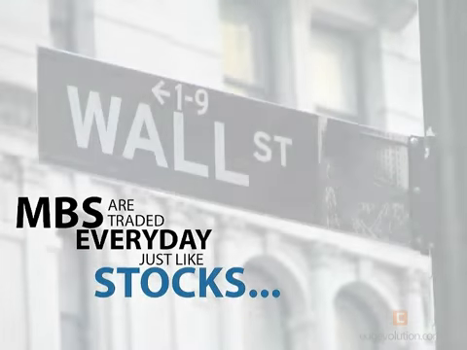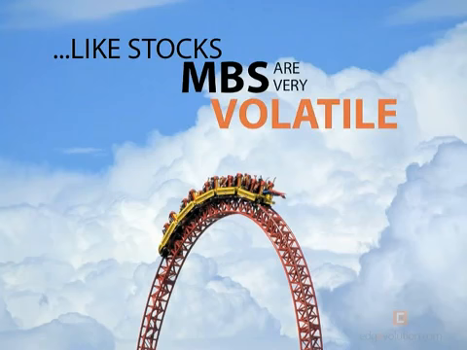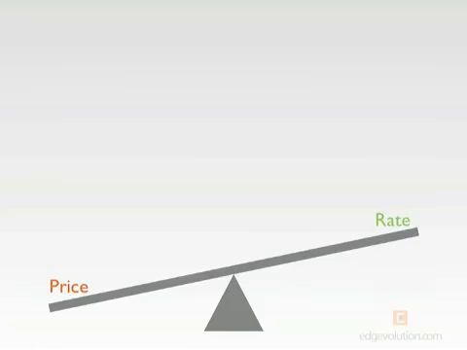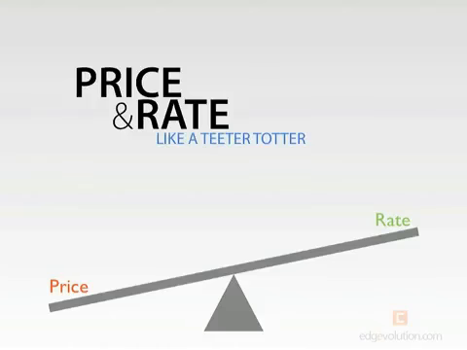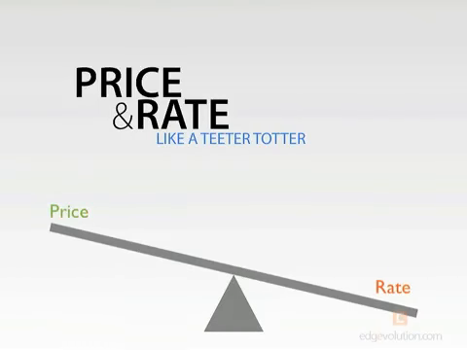Now, mortgage-backed securities are traded every day just like stocks. And like stocks, mortgage-backed securities are very volatile, which means that they move up and down throughout the day and from day to day. Now, the price of these bonds and the mortgage rates that are tied with them move a lot like a teeter-totter, meaning that when one goes up, the other goes down, and vice versa.